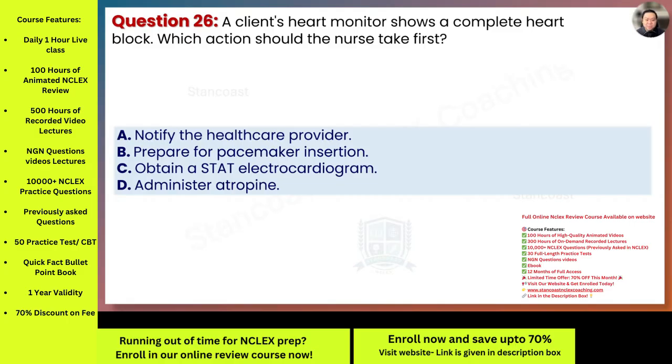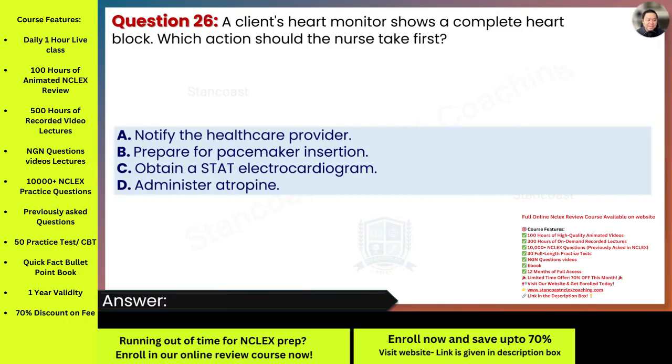D, administer atropine. The answer here is letter D. Now, when you look at the complete heart block, which is basically third-degree atrioventricular block, this is a situation where the electrical signals from the atria can no longer reach the ventricles.